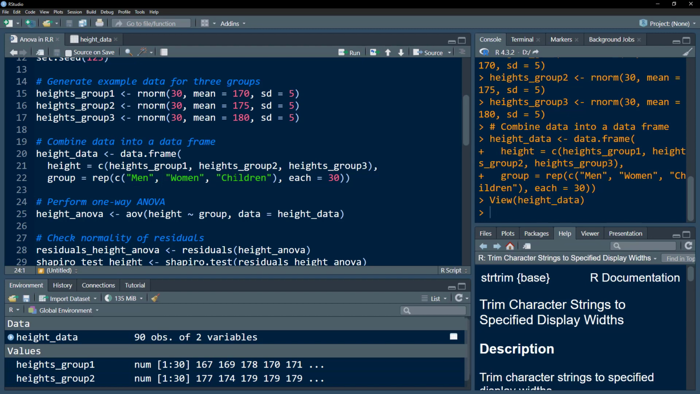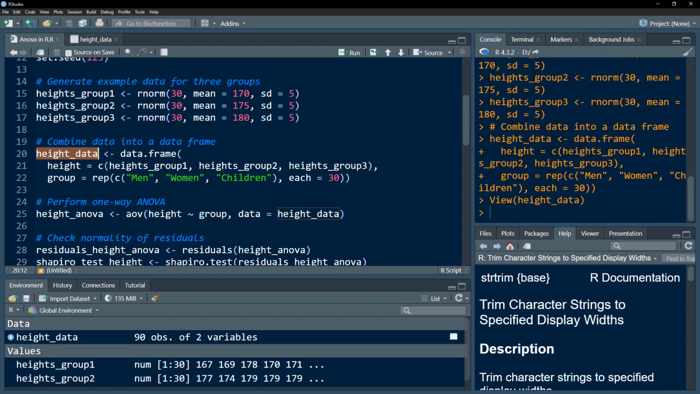So now we have three categories. We cannot perform the t-test. We would have to perform ANOVA. And the command for ANOVA is aov. In this aov function, we specify our variable of interest, which is height, and then after the tilde sign, we specify the variable that contains the group information. We also need to give it the data frame that we are going to use, that we have generated over here.